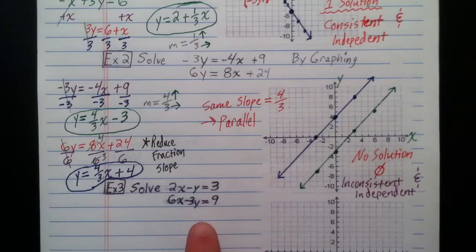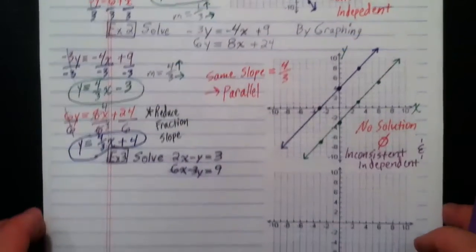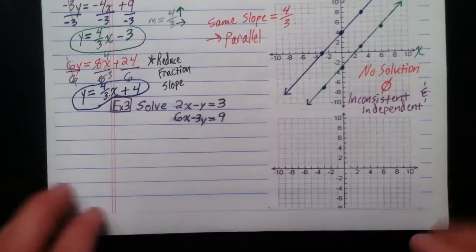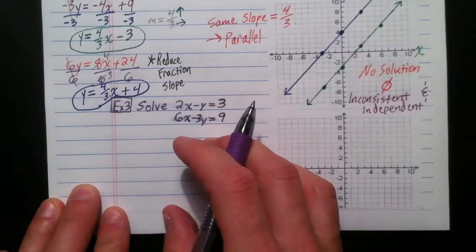Alright, so we have our two equations to make up our system here. One more time, we want to solve both of these for y, and so we can then graph them. So our first equation, bring this up, 2x minus y equals 3.